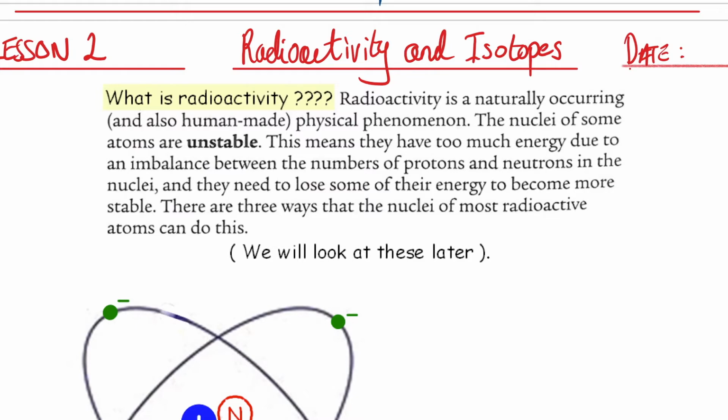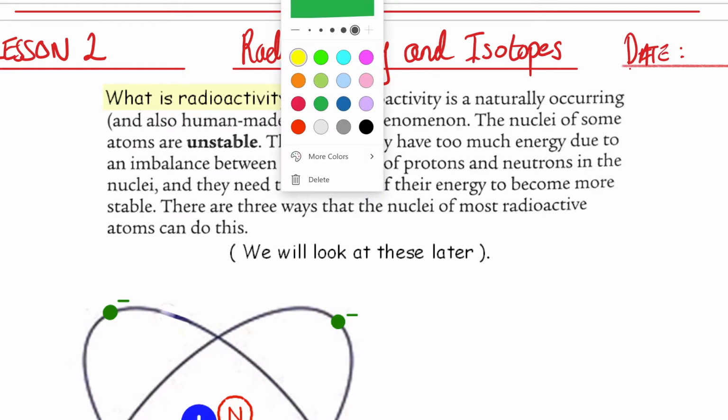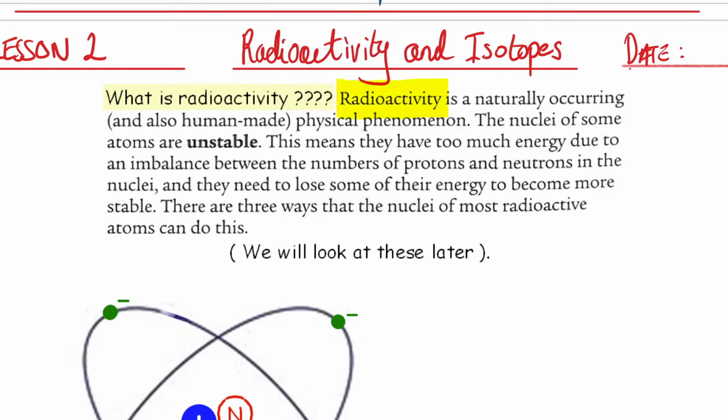So I'll just go through this first paragraph with you. Radioactivity is naturally occurring and also human-made. So when we create nuclear power stations and nuclear weapons, the nuclei of some atoms are unstable, and we're going to look at why that is in a moment. This means they have too much energy due to an imbalance between the number of protons and neutrons. They need to lose some of their energy and become more stable.